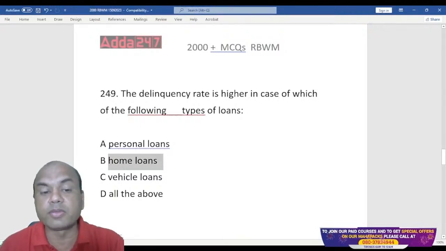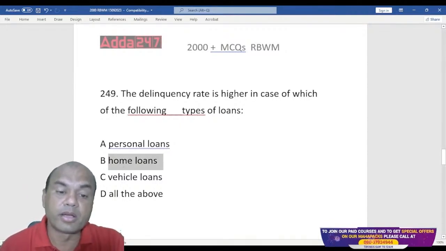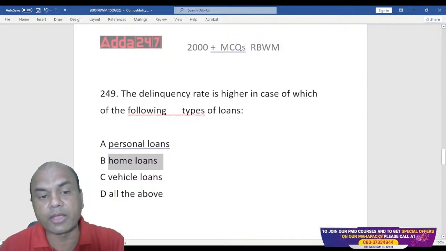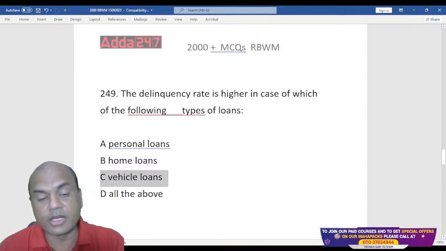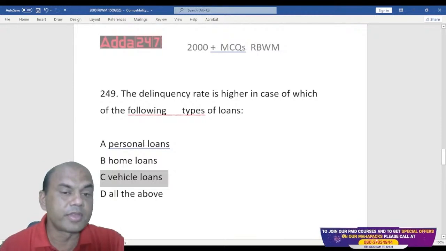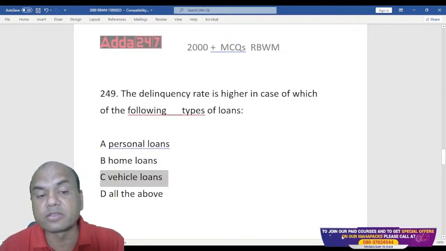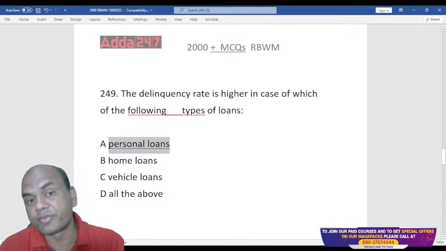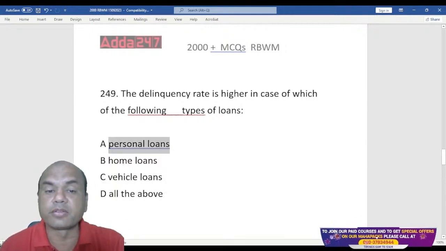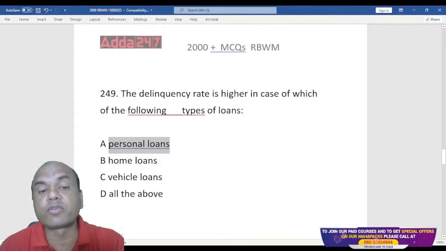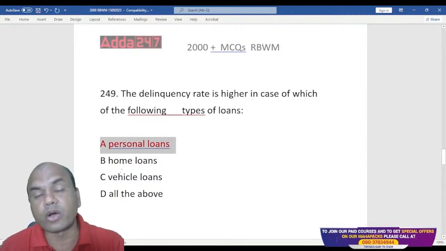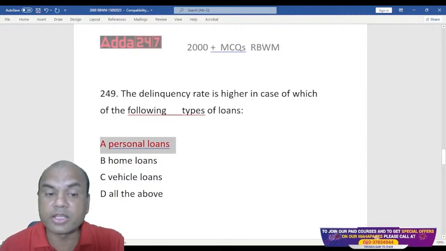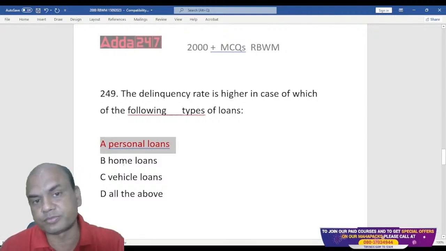In home loan, the borrower will be afraid. If the borrower doesn't pay the EMI, the property is mortgaged to the bank, and the bank will sell off that property. In vehicle loan also, the borrower will be afraid that if he or she does not pay the EMI, the bank will sell off the vehicle. But in personal loans, there is no security, so the borrower will be least afraid. Therefore, the delinquency rate or the failure rate of personal loans is much, much higher. To counter this, we always follow the CIBIL score.